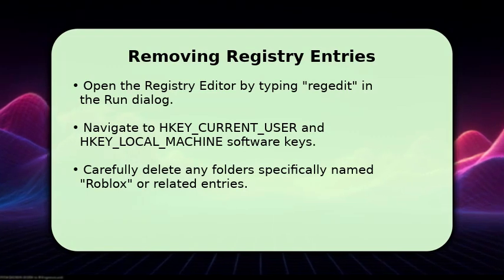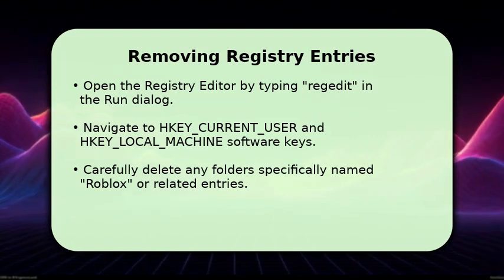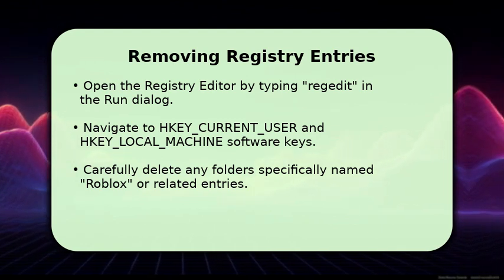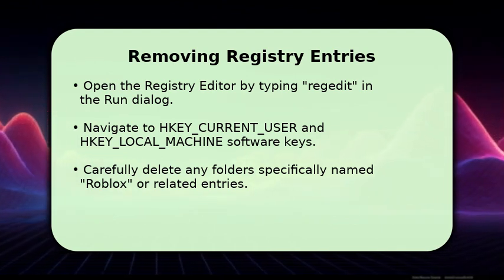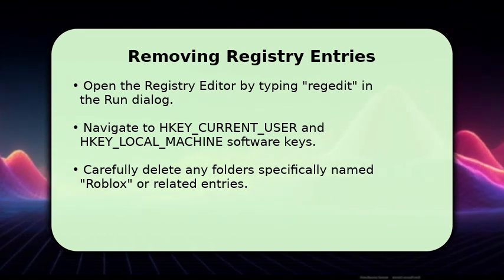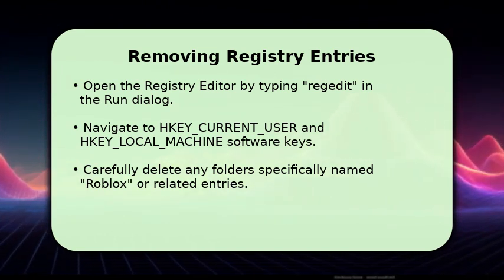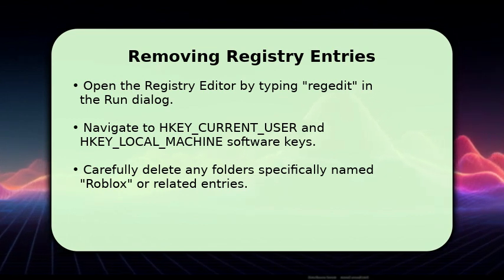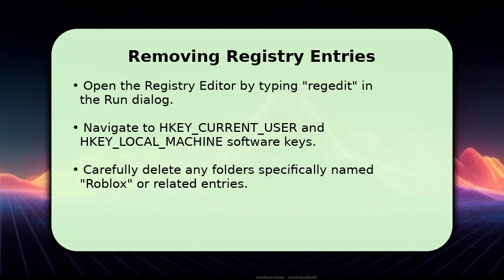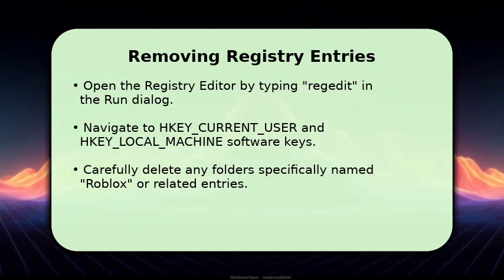Next, we'll tackle the registry entries. This step requires caution. Open the Registry Editor by typing regedit in the Windows search bar. Navigate to HKEY_CURRENT_USER and HKEY_LOCAL_MACHINE under the Software key. Look for and delete any folders specifically named Roblox or entries clearly related to it. Be very careful not to delete anything else, as this can affect your system's stability.